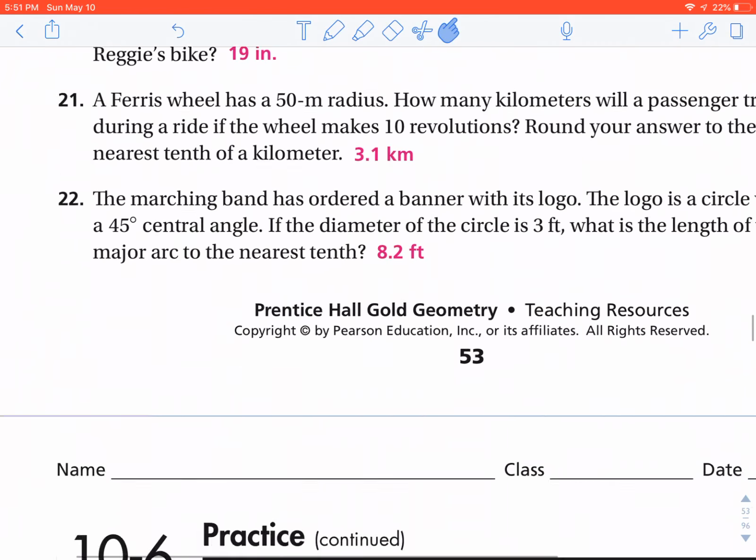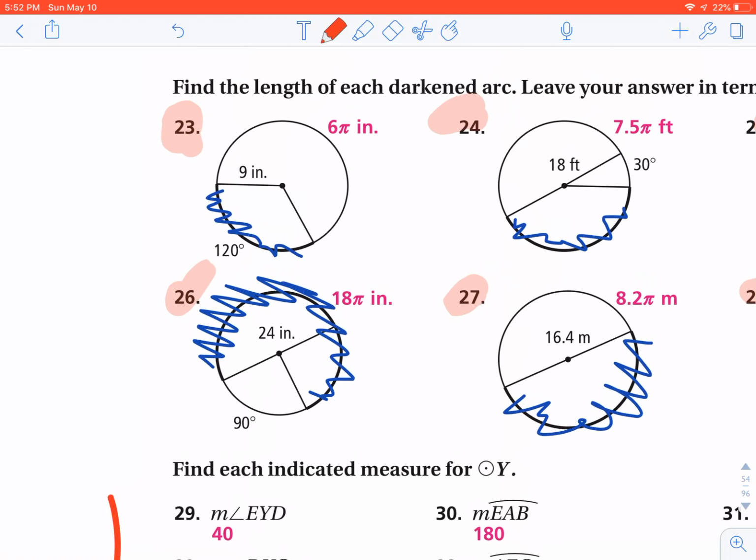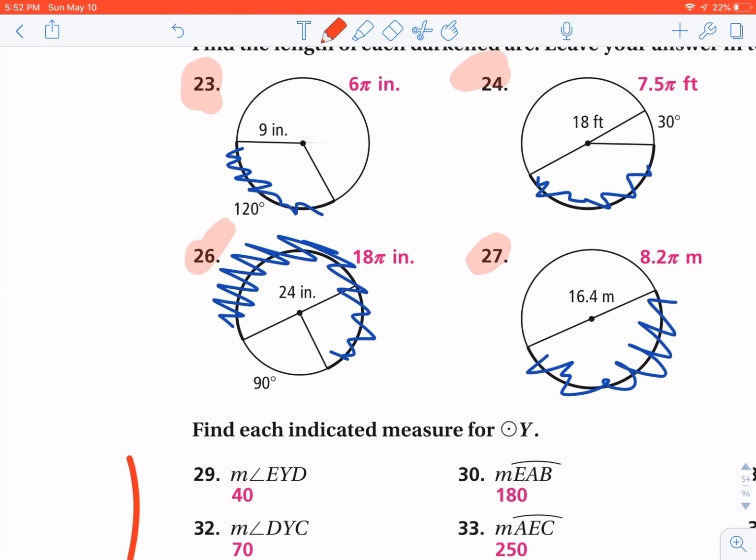Okay? Moving on here, this is where it gets a little more interesting. This requires you to really take one step further than what we were doing earlier. In this case, we need to find the length of the darkened arc. So hopefully you can see the darkened arc. I squiggled over it with navy blue so you can see exactly what we're talking about.